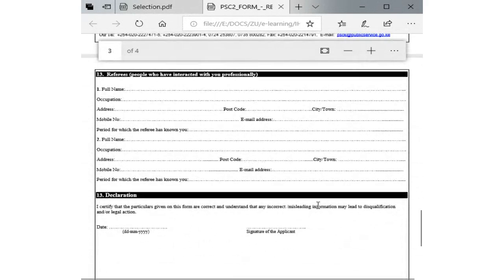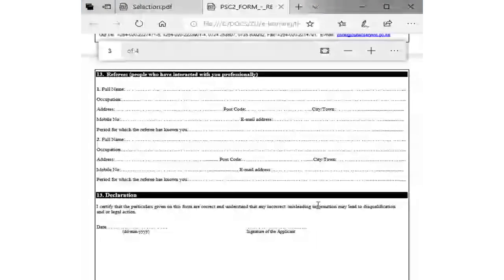And the last or second last part is the referees. People who have interacted with you professionally. Give their full name, occupation, address, postal code, city or town, mobile phone number, email address, and the period of time they've known you. Then from there, you move on to the second person. In the Public Service Commission, they ask for 2. In others, they may ask for 3.